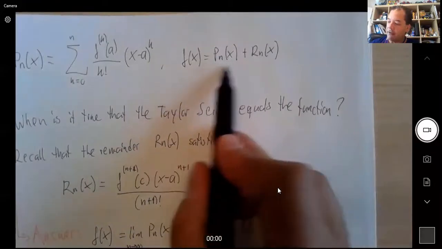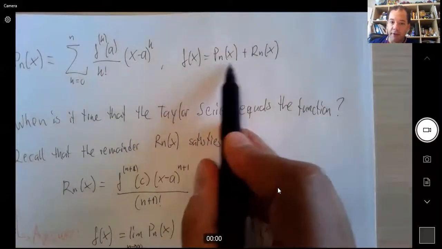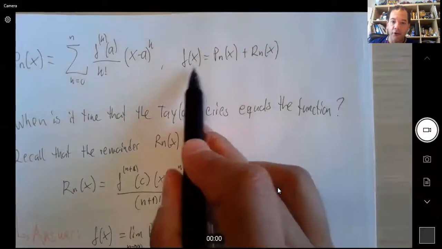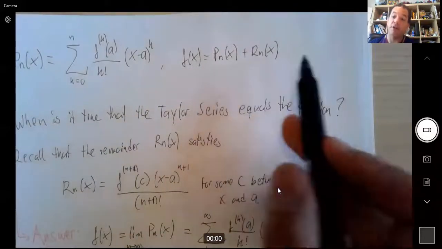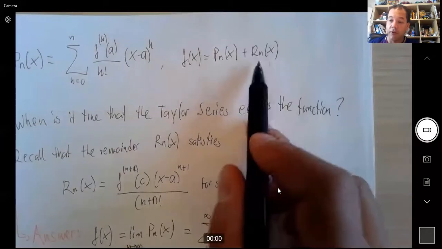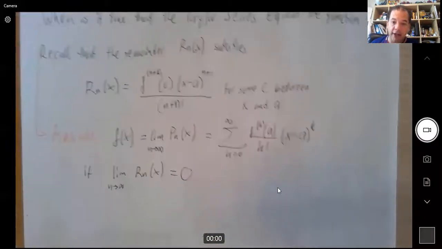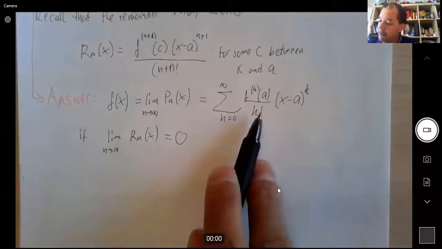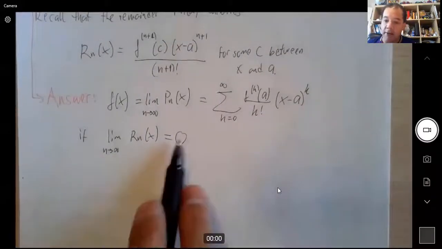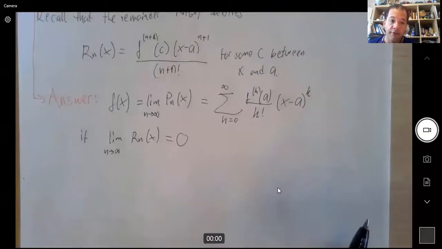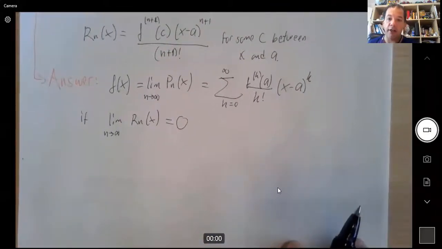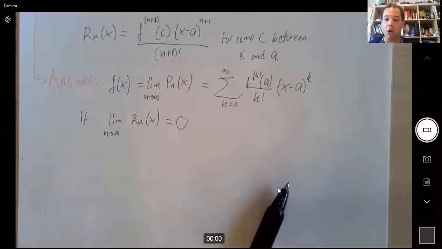So this becomes the series. So if we want the series to be equal to the function, then this part has to be 0. This part has to go to 0, all right? So that's what we need to argue. So that's the answer. The Taylor series equals the function when the limit of the remainder goes to 0. So now, what we want to do is see if we can show that, at least for a few examples. So that's what we're going to be doing now.